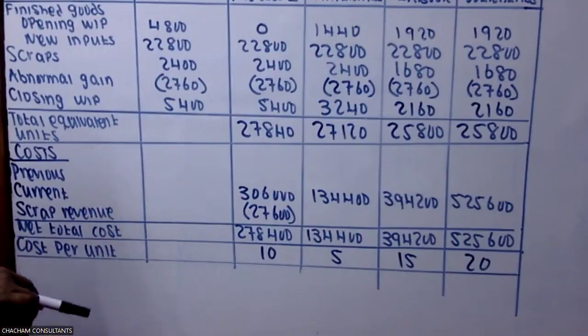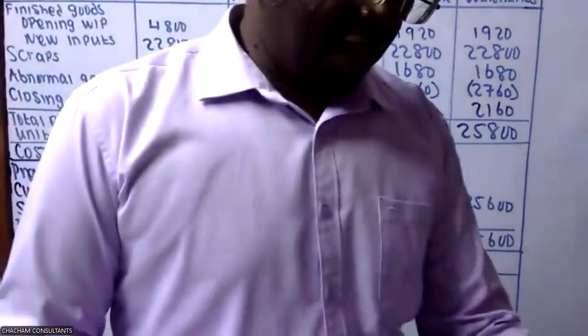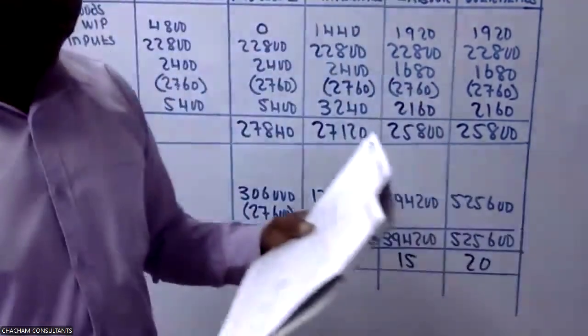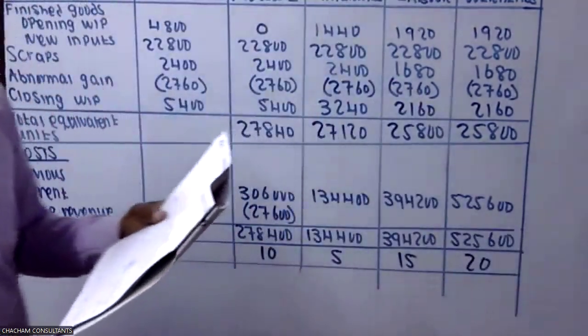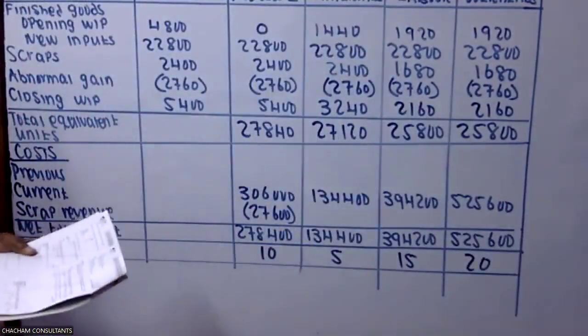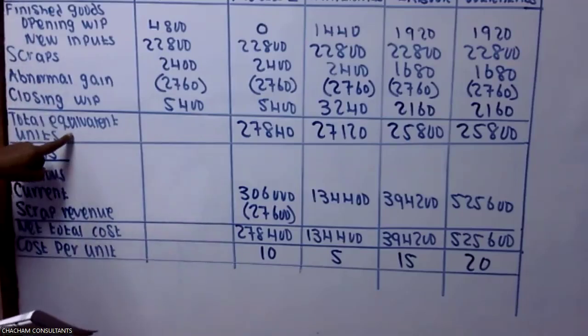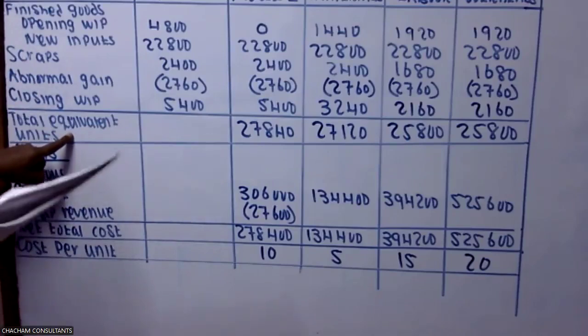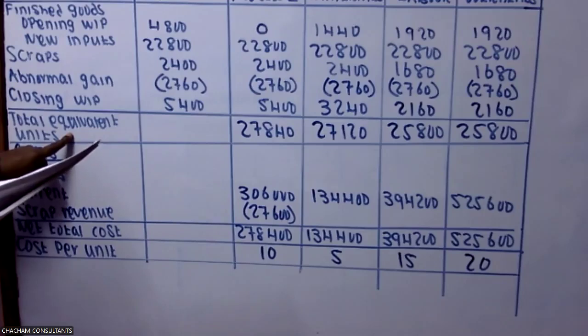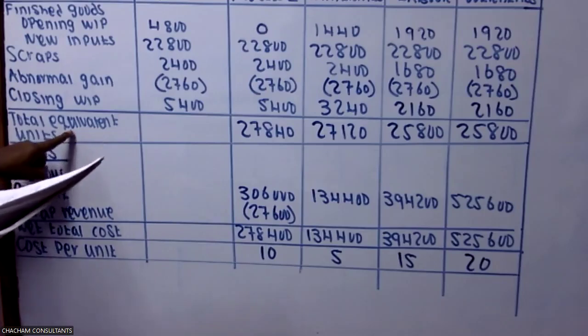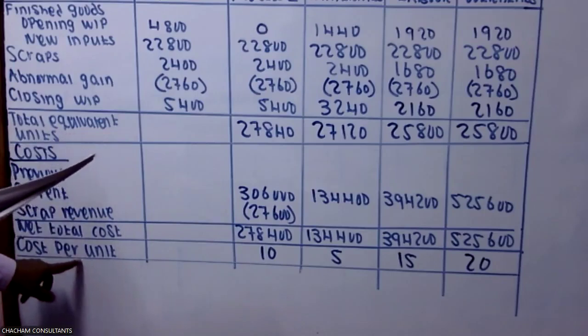So sasa hiyo ndio inaitwa, if you look at your question paper, they are telling you to give them the statement of equivalent production. The statement of equivalent production ndio hii, kuanzia hapa mpaka hapa kwa units. Alafu they are asking statement of cost of equivalent unit for each cost element. So ndio hii mpaka hapa. So that's where now we have 14 marks.